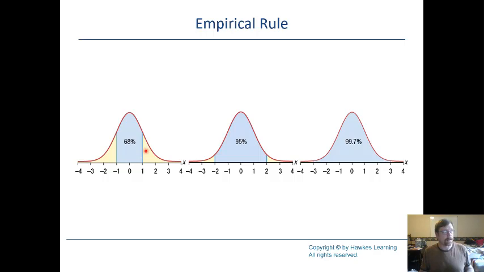So half of 32 is 16. So this little unshaded portion is 16%, and this portion is 16%. So we're after everything that's down here. So it's going to be 68 plus 16 gives me, what is that, 84?